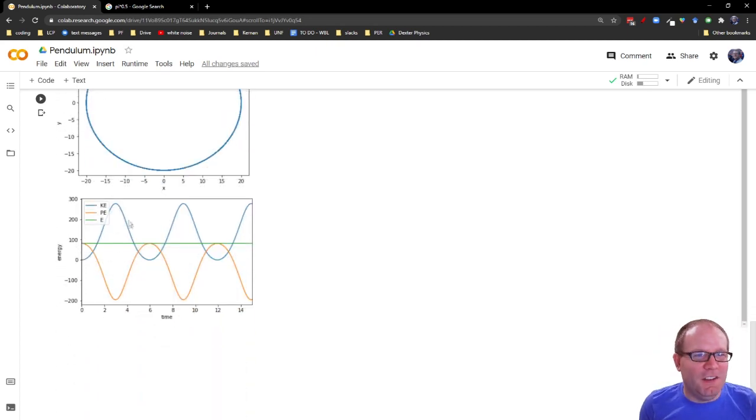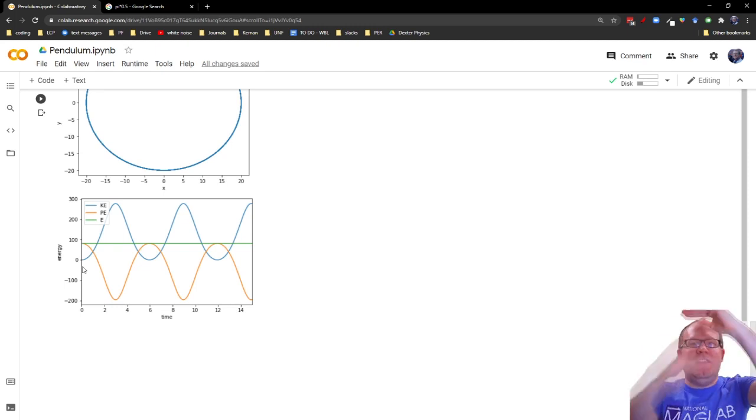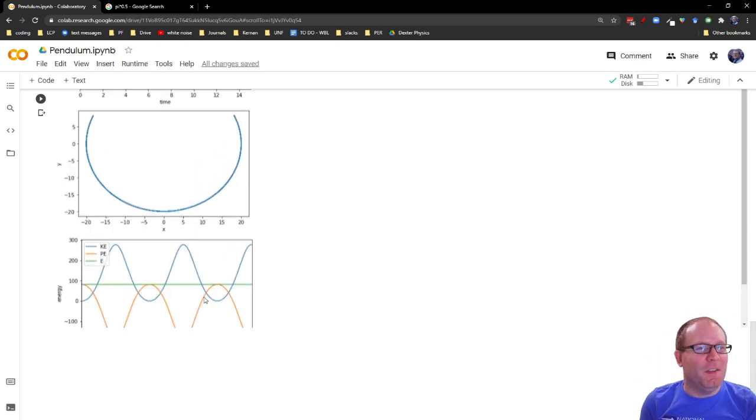And oh, here's interesting, right? My kinetic energy and potential energy are actually crossing in this case. That's kind of cool. I mean, again, the potential energy is arbitrarily offset, but it's neat that their amplitudes are getting so much bigger than they were before, right?